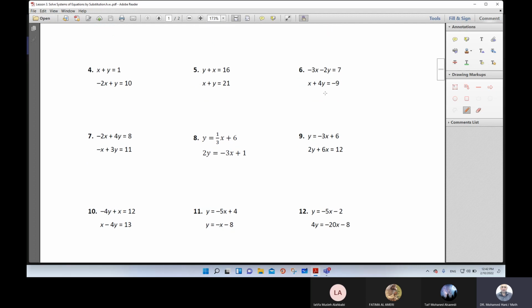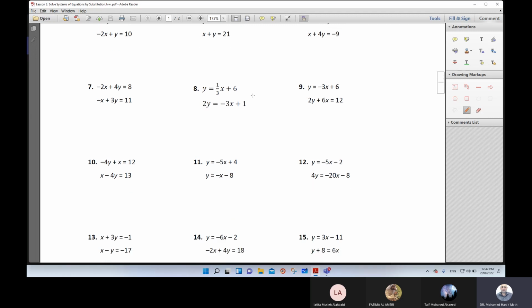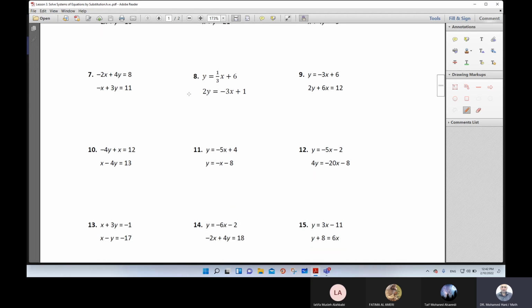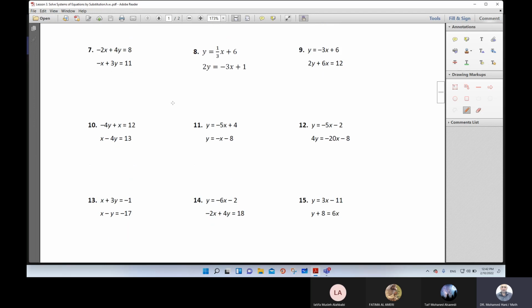I will solve number 7 and 8, and you will continue number 9 and 10. So I want all of you to focus with me very well.